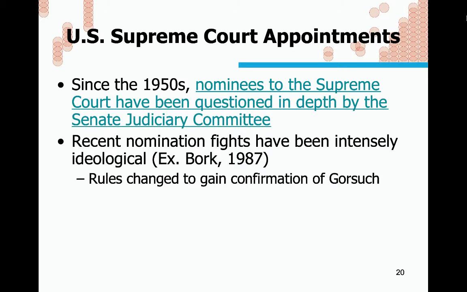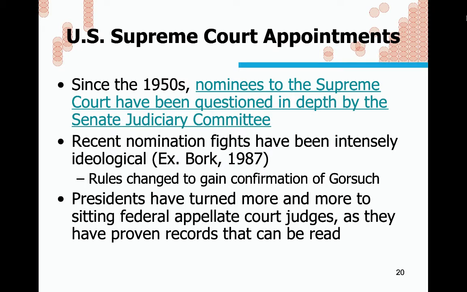Rules changed to gain confirmation of Neil Gorsuch, who was a Trump appointee. The Republican-controlled Senate did away with the filibuster. It used to be that you needed 60 votes to confirm a judge or a justice. The Republicans, unable to get that under Trump, wanting to confirm Trump's nomination of Neil Gorsuch to the Supreme Court, decided to do away with this. So it's done away with some of the partisanship of the process, but it didn't depoliticize the process at all. If anything, it made it almost more political.